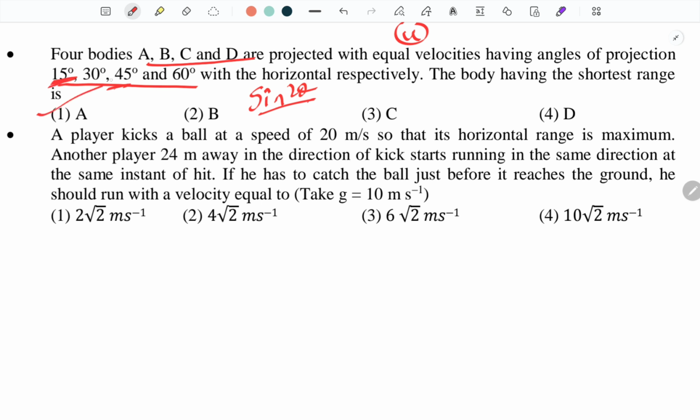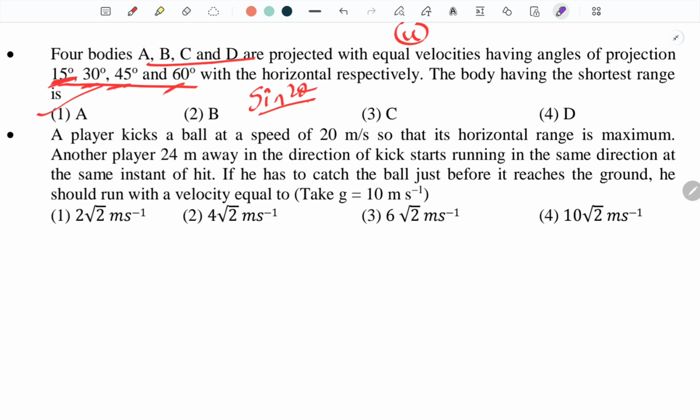If you use common sense, 30 and 60 are complementary. So directly, 45 gives maximum range. So these 3 are not possible. Two answers cannot be in one option, since a single answer is given. So 30 and 60 are not possible. 45 is maximum, so 15 is left. So 15 is the right answer. Okay, let us move on to the next question.